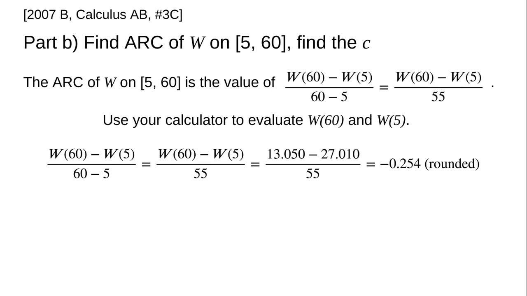So using our calculator, we can determine that W of 60 is approximately 13.050. W of 5 is approximately 27.010. That difference divided by 55 is approximately negative 0.254 when rounding.